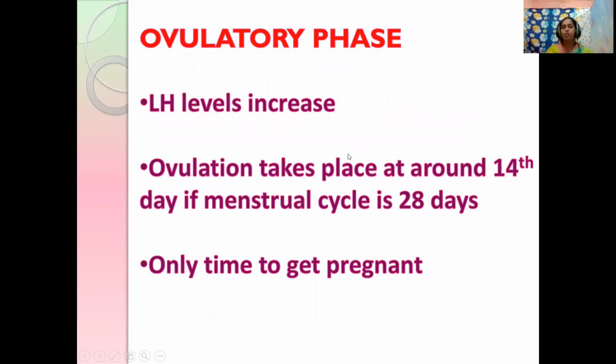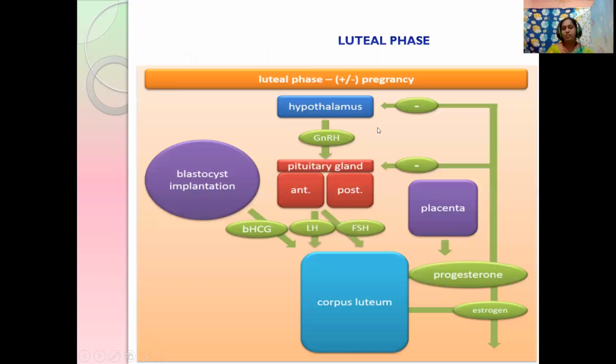Next comes the ovulatory phase. After the follicular phase, at the 14th day, the ova is released. So this is the time to get pregnant. The next phase is the luteal phase. If pregnancy happens, it converts to corpus luteum, and the baby is embedded in the uterus. And if there is no pregnancy, again the menstrual cycle repeats.